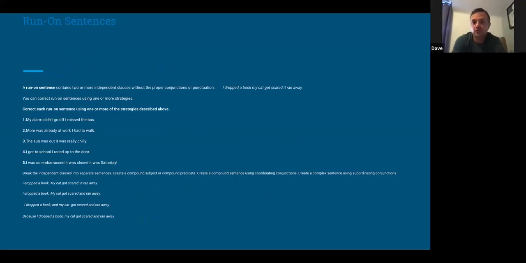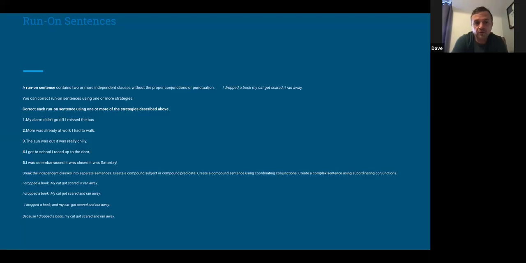I dropped a book. My cat got scared. It ran away. All right. You can correct run-on sentences using one or more strategies. Okay, so as we keep reading, we notice this one: I dropped my book. Cat got scared. It ran away. It doesn't have any punctuation. I'm sorry, conjunctions or punctuation.